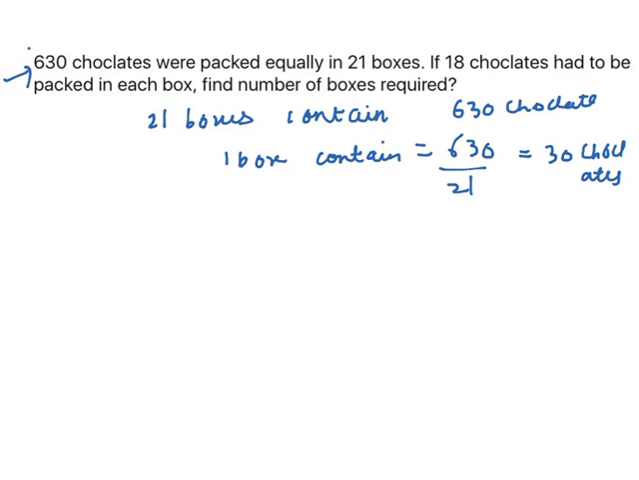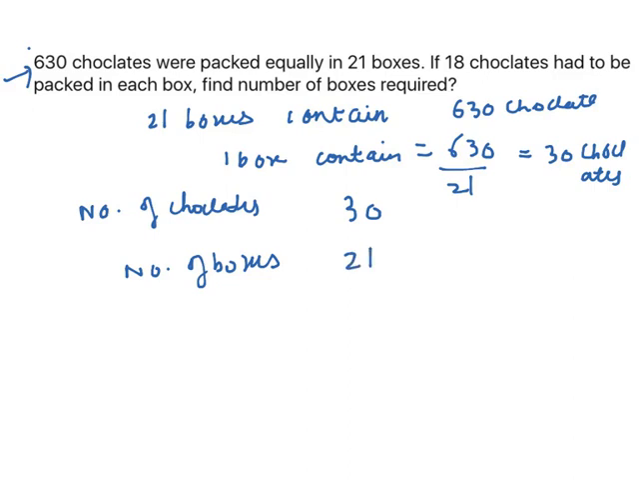Fewer chocolates in a box will require more boxes. More chocolates in a box will require fewer boxes. That is, they are inversely proportional. Chocolates and boxes are inversely proportional. So we will make a table by the given data: number of chocolates in each box, and number of boxes. If we have 30 chocolates, how many boxes do we require? 21. That means if we are packing 30 chocolates in each box and we have total 630 chocolates, we are packing them in 21 boxes.